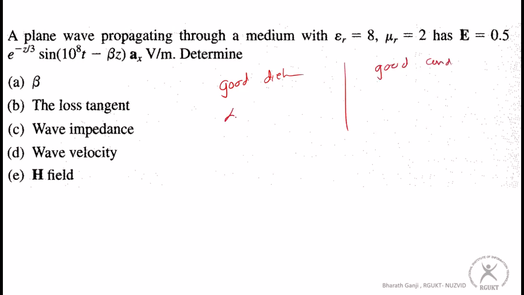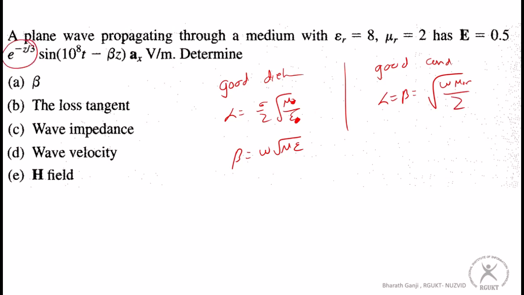In that case, alpha is taken as sigma by 2 square root of mu naught epsilon, and beta is written as omega square root of mu epsilon. Of course, if it is free space, sorry, 2 by epsilon, and this is also mu epsilon. Whereas for a good conductor, alpha is exactly equal to beta, which is square root of omega mu naught sigma by 2.